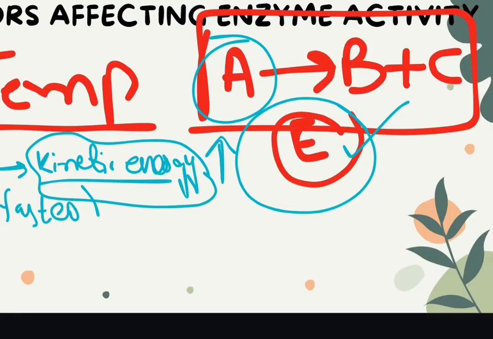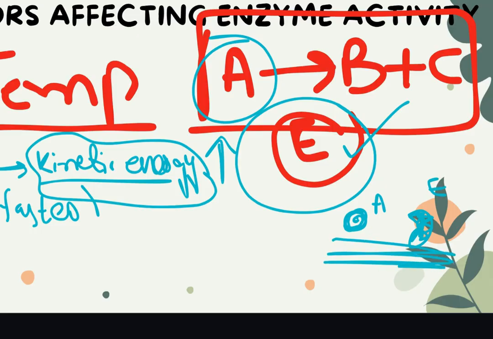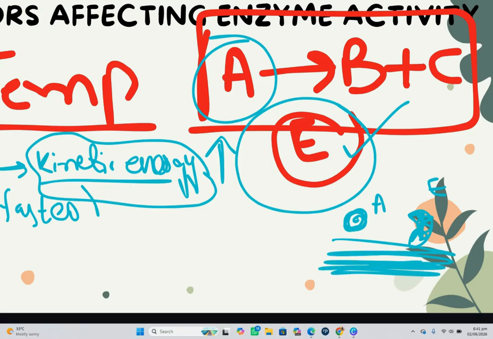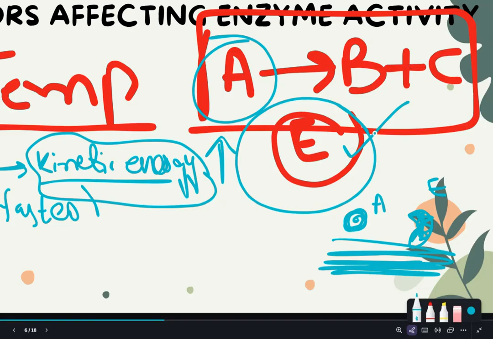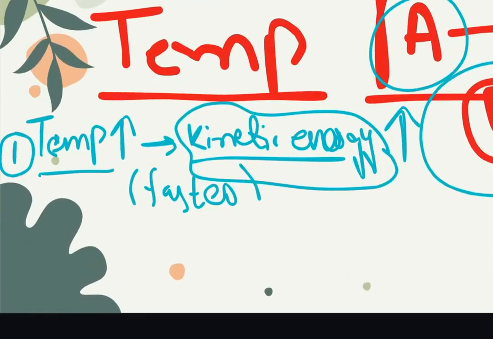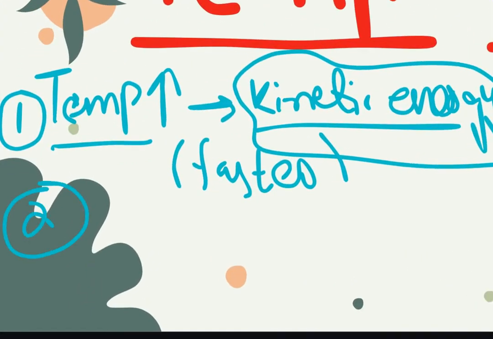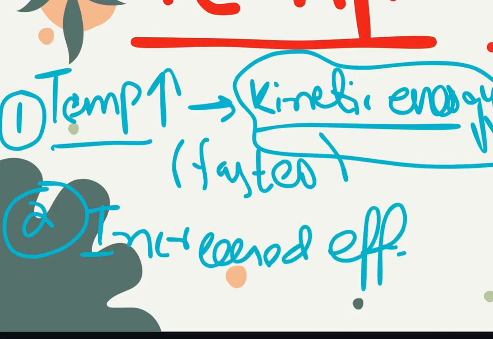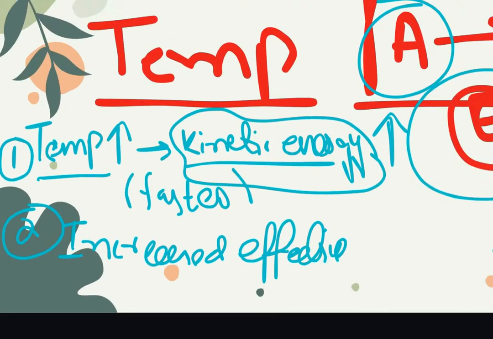So imagine this is your molecule A, your substrate, and this is your enzyme E. If they start moving very fast, it's going to be in random directions, but let's say they start moving very fast. What is that going to do? That is going to be number two. Because of my increased kinetic energy, the second effect is that I'm going to have increased effective collisions.